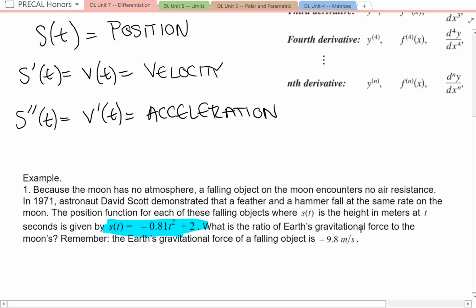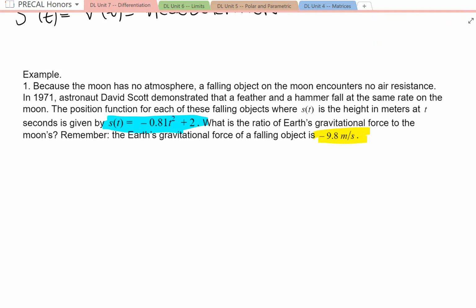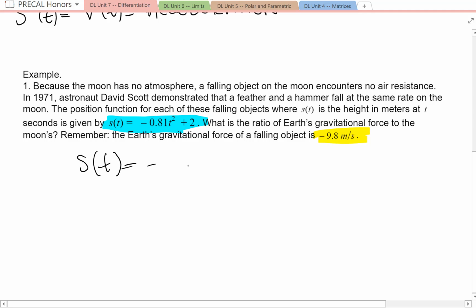What is the ratio of Earth's gravitational force to the moon's gravitational force? Remember, the Earth's gravitational force of a falling object is negative 9.8 meters per second squared. So, how do we find the moon's? If we want to find the moon's gravitational force, we have to find the acceleration of these falling objects on the moon, because the only thing that is accelerating the falling objects on the moon is literally the gravity of the moon, right? There's not even air resistance.